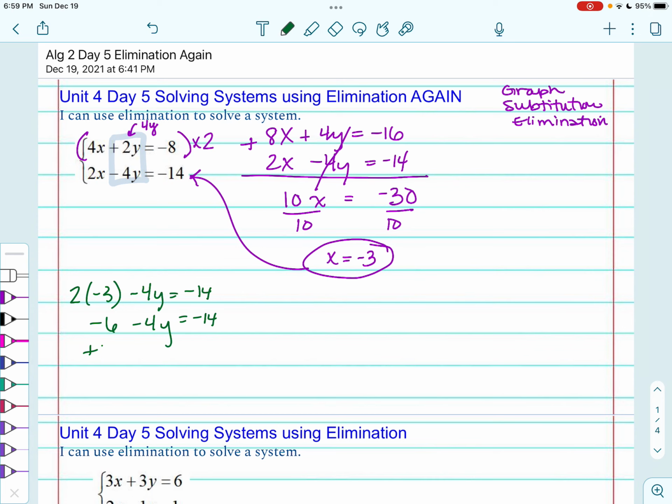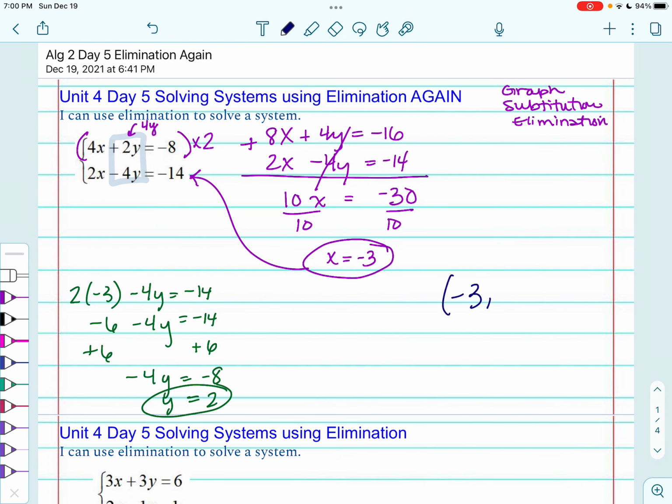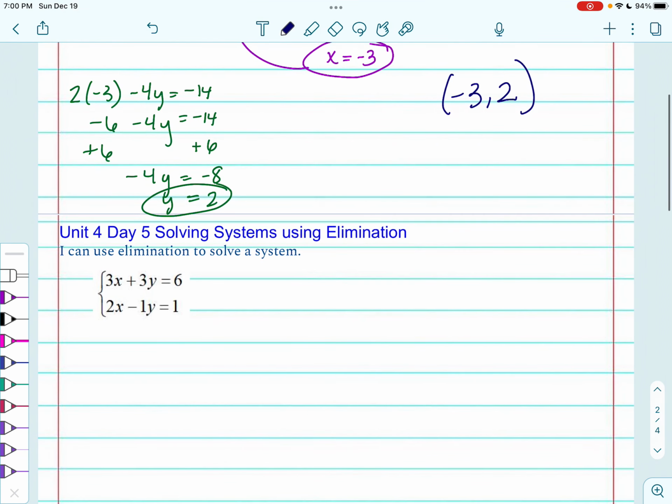Okay, so I'm going here, -4y equals -8, and I got y equals +2. So again, you should check these. But I got -3 and +2 as my solution to the system of equations. Make sure you pause if you need more time.